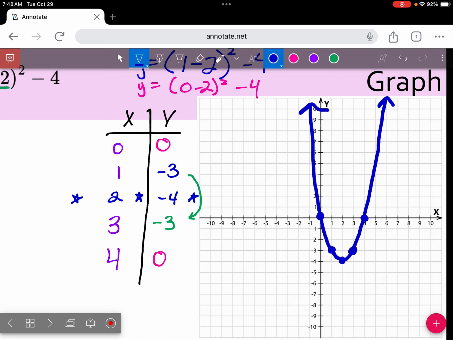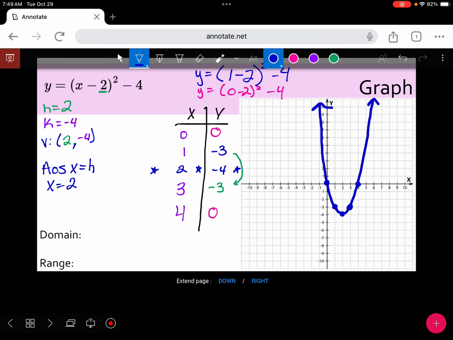It's a lot of putting it in the calculator to get values, and then we just have to know how to plot the points. But it's less calculation than doing it with the parent table, x plus h, y plus k.